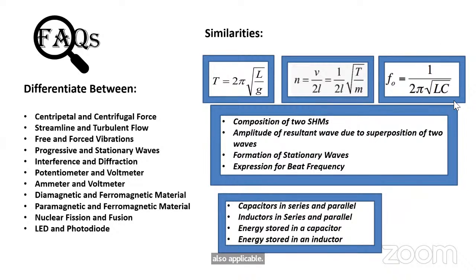Whereas the third formula, as you can see in the box, is of resonant frequency in case of an LC circuit. Okay. Now the point is why I have included these three formulae in the slide, because I have seen that students get confused in these three formulae if they read them only once.